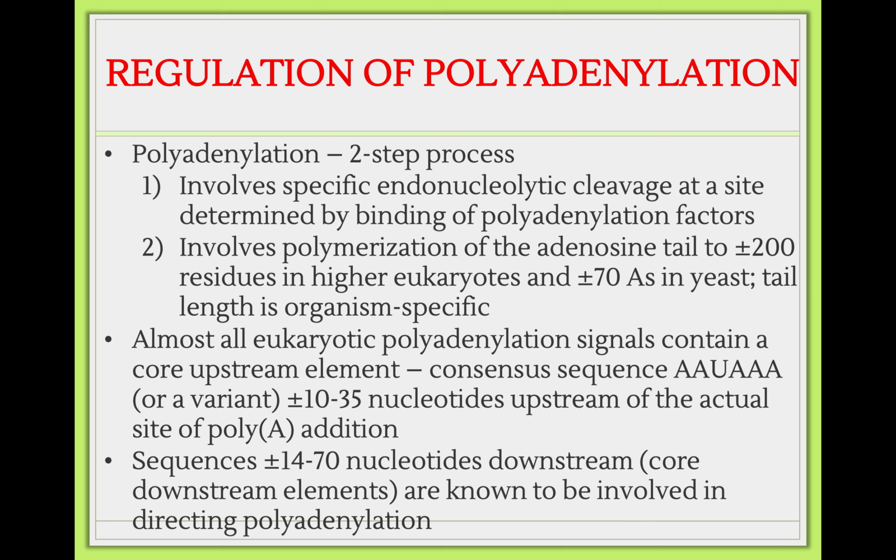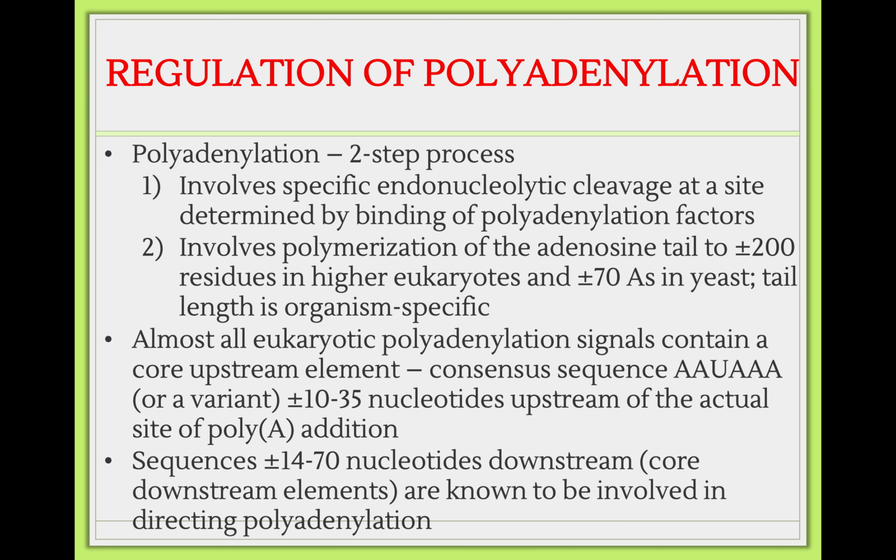So there is a 2-step process in polyadenylation. It involves specific endonucleolytic cleavage at the site determined by the binding of the polyadenylation factor, and it also involves polymerization of the adenosine tail to about 200 residues in higher eukaryotes and around 70 in yeast. So the tail length is of course organism specific. Mostly it's quite longer in plants and also animals.